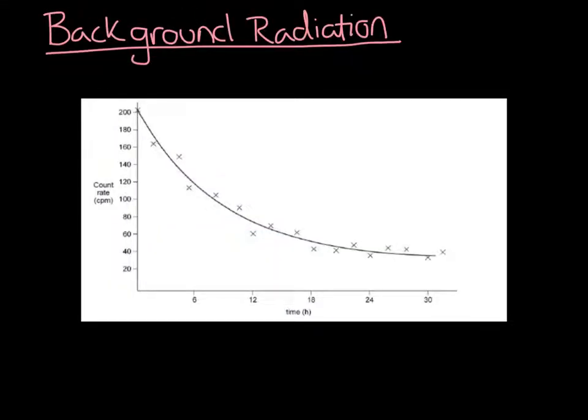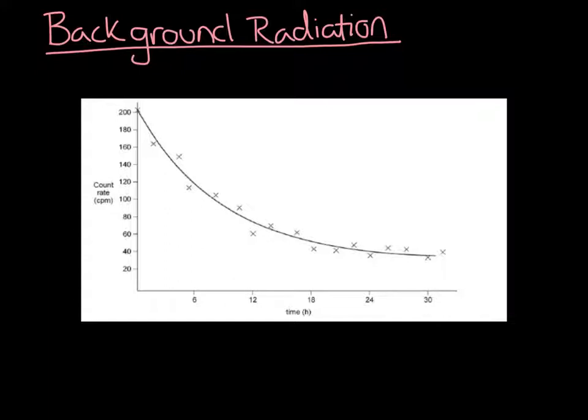So the final thing we have to talk about is the impact of background radiation on the graph of count rate against time. So given enough time, nearly all of the nuclei in a radioactive isotope will decay, and what you can see happening on the graph is the count rate decreasing. So over time it gets smaller, and eventually nearly all of the nuclei will decay.